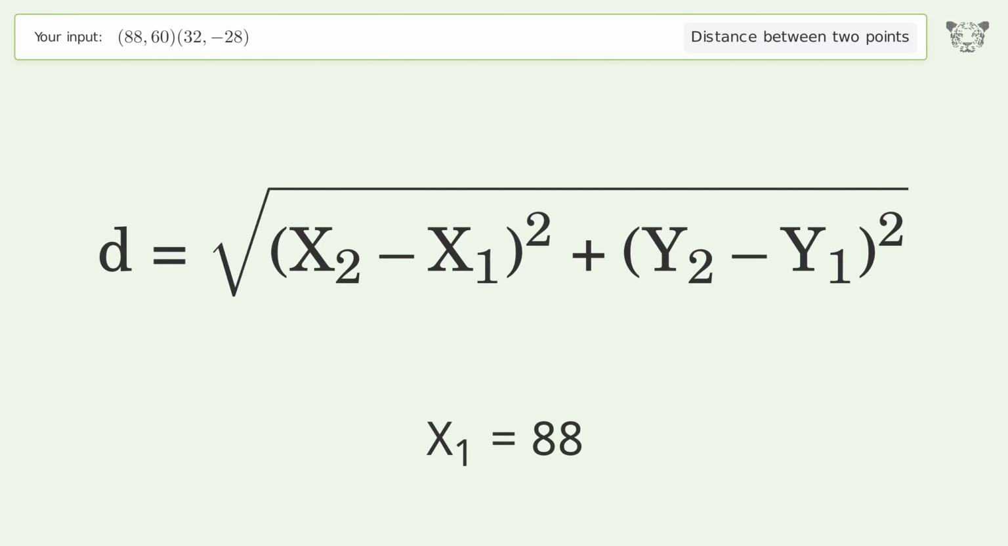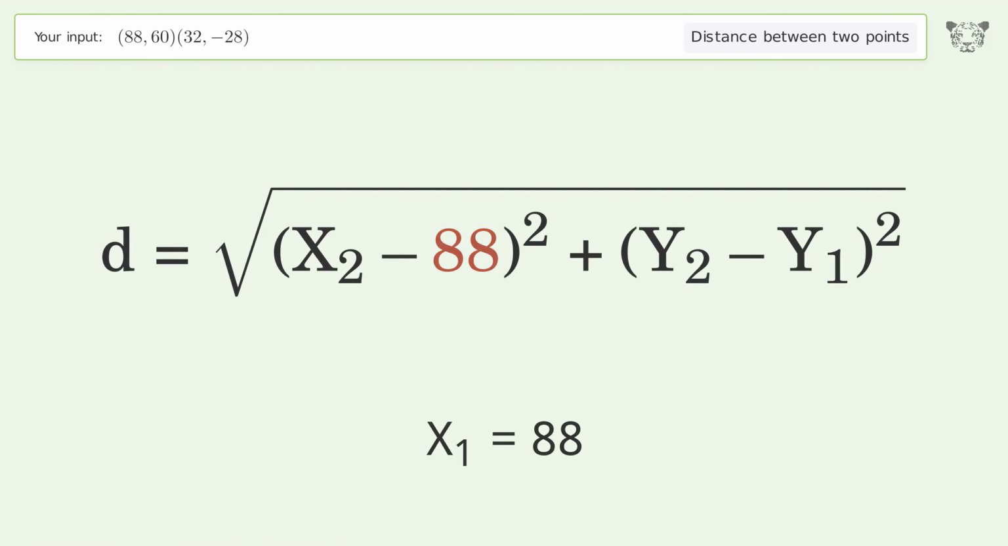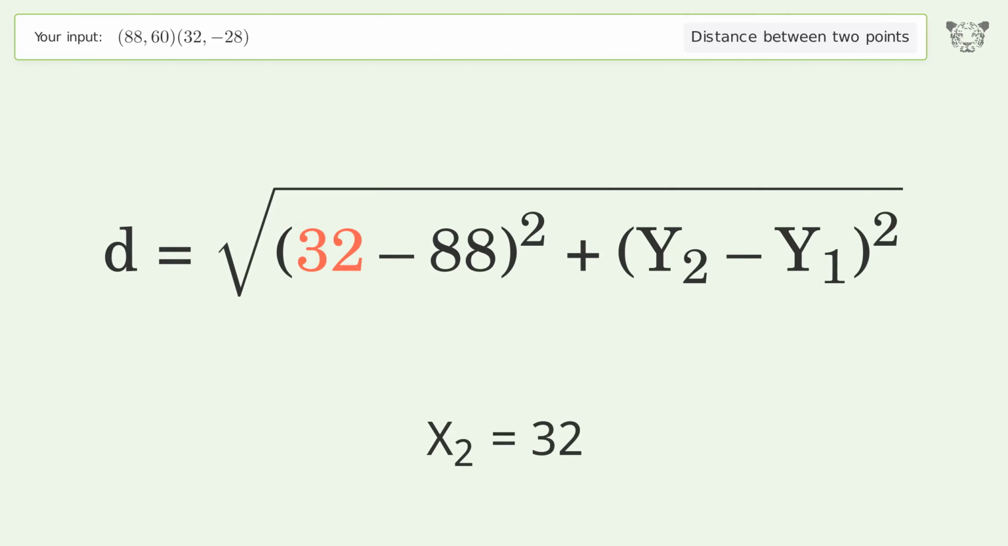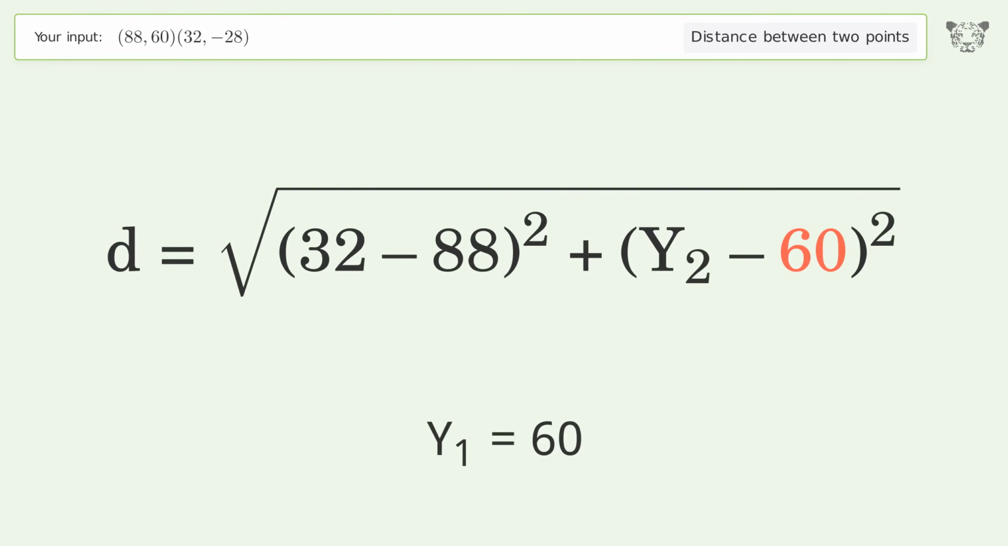x1 equals 88. x2 equals 32. y1 equals 60. y2 equals negative 28.